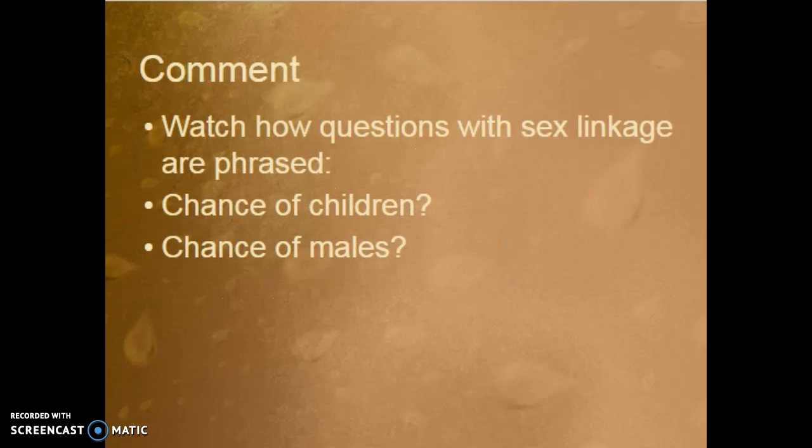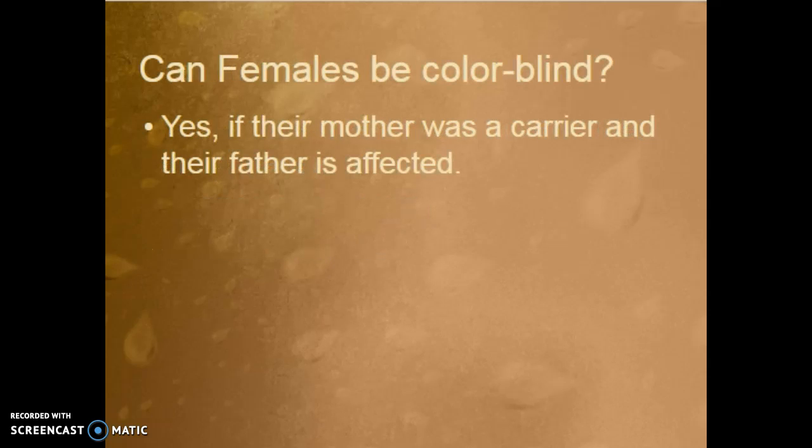So watch how the questions are phrased. Am I asking about children in general, or am I asking about males specifically? So that's one way that you can kind of be tripped up here. Last but not least, can a female be colorblind? Absolutely. Can a female have male pattern baldness? Absolutely. Can she be hemophilic? Absolutely. If mom was a carrier and dad had it.